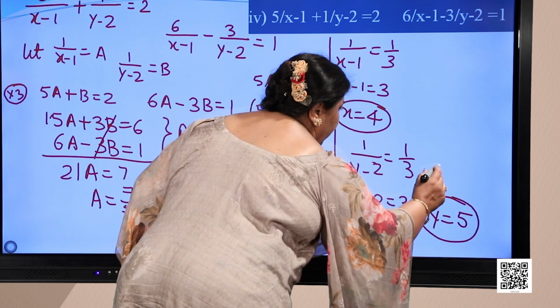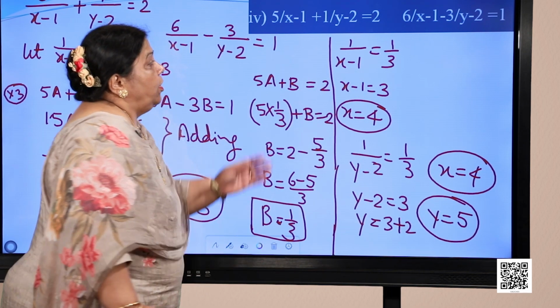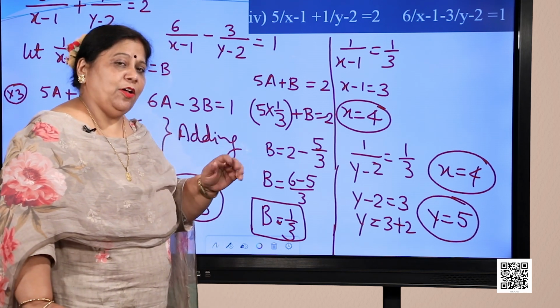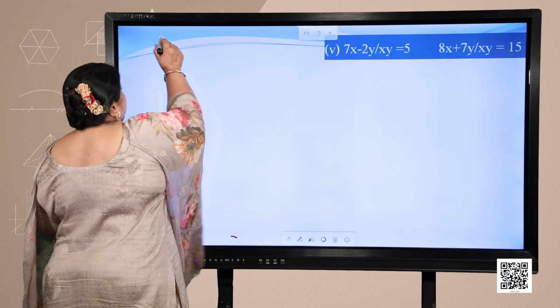So y is 5 and x is equal to 4. In this way, we can find out the values of such type of equations. I hope it is clear. Let us go to the next part. This is a different type of question.